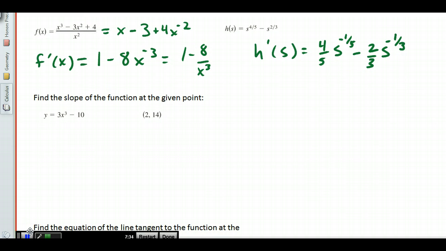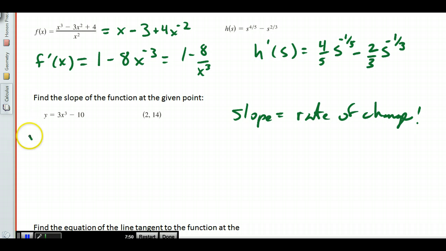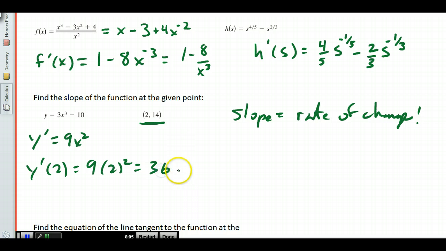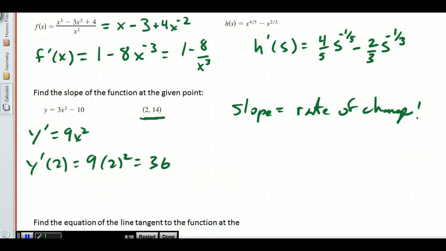Since the derivative is a rate of change, when we take the derivative, we can also use it to find the slope of a function, because slope equals rate of change. So y prime is 9x squared, and the derivative of negative 10 is 0, and I want to find the slope at that point. So y prime of 2 is 9 times 2 squared, which is 36. So that is the slope of this cubic function at that point.